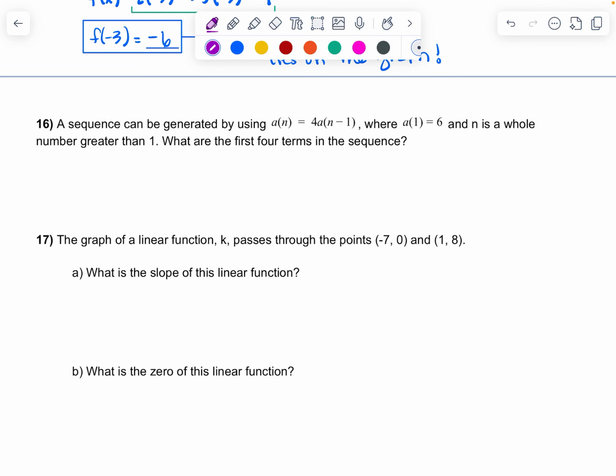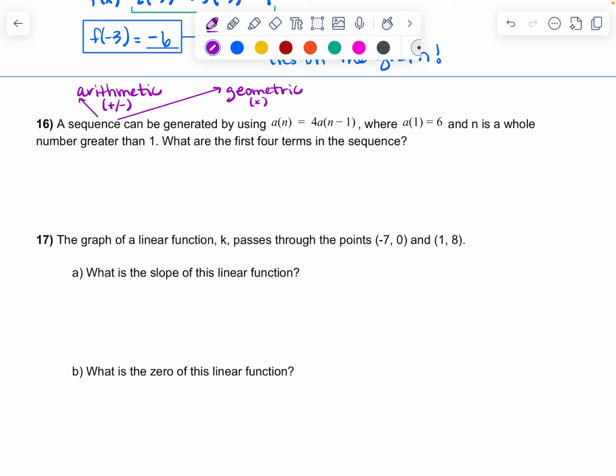and I'll go to the next section. All right, so on number 16, it says a sequence. So sequences. So remember, there's two types of sequences. I'm just going to do a quick little review here. There's arithmetic sequences, where you add or subtract to get the next number in line, and then we have geometric sequences where you multiply to get the next number in line.